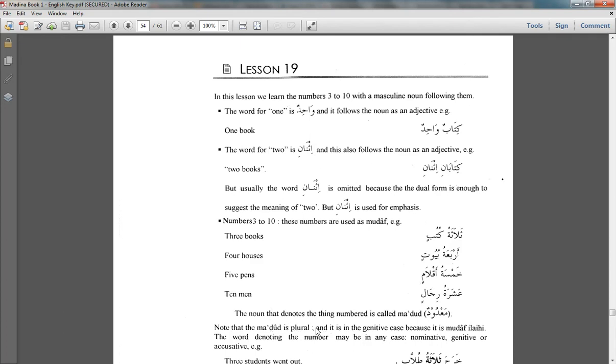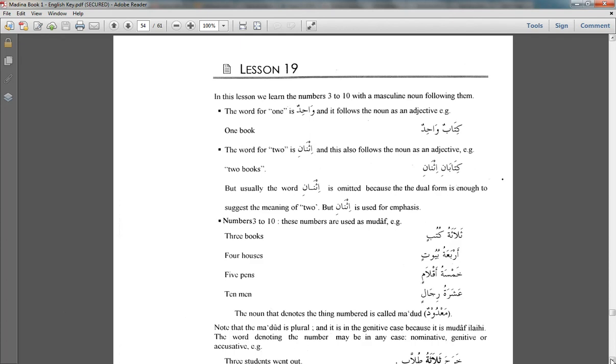And why are they saying this? Because there are some instances where the noun, the ma'dud, comes singular. But in these numbers from 3 to 10, it comes plural. And it is in the genitive case because it is mudaf ilayh, meaning it takes a kasra. The word denoting the number may be in any case, nominative, genitive, or accusative.